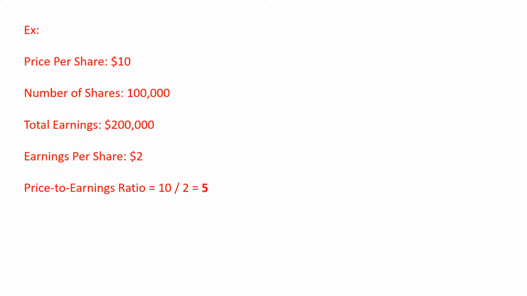So to calculate the price to earnings ratio, we simply take the $10, which is the price per share, and divide it by the $2, which is the earnings per share, and we end up with a price to earnings ratio of 5.